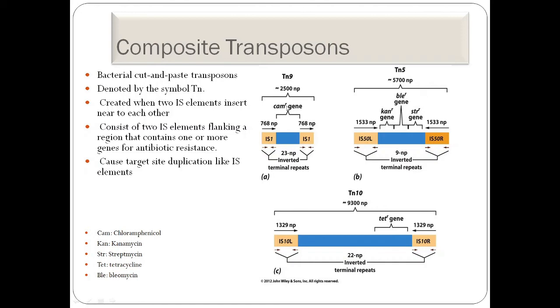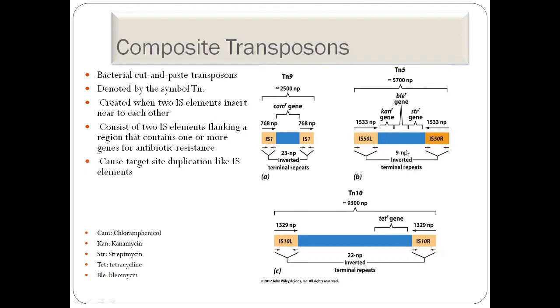R means what? Resistant. So two insertion elements are present. Now it can move Tn9, that is the chloramphenicol resistant gene, anywhere inside the genome by the cut and paste mechanism. In this example, it is Tn5. Tn5 is responsible for kanamycin, bleomycin and streptomycin. You can see over here, STR is responsible for streptomycin. So Tn5 is responsible for kanamycin, bleomycin and streptomycin.